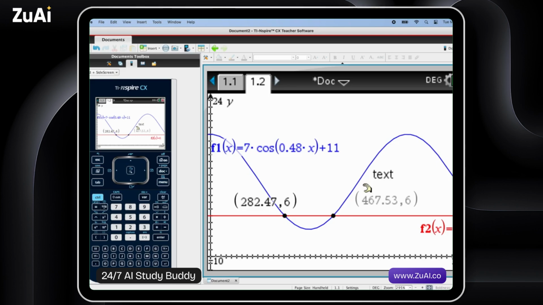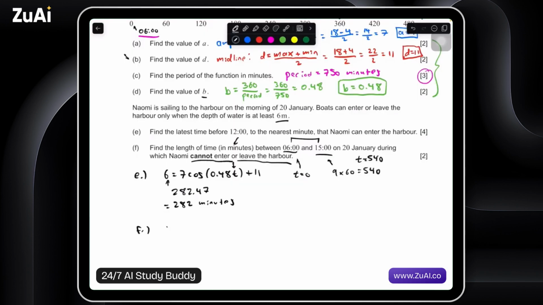So going back to the document for a sec, at 467.53 minus 282.47. So between these times she cannot enter. So what is the total length of time between these 2 points? I'm going to work this out on the calculator that I have beside me. 467.53 minus 282.47. And this is 185 minutes.